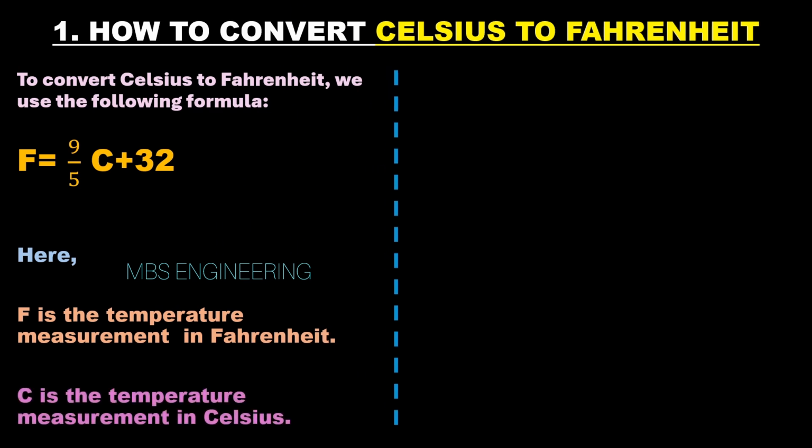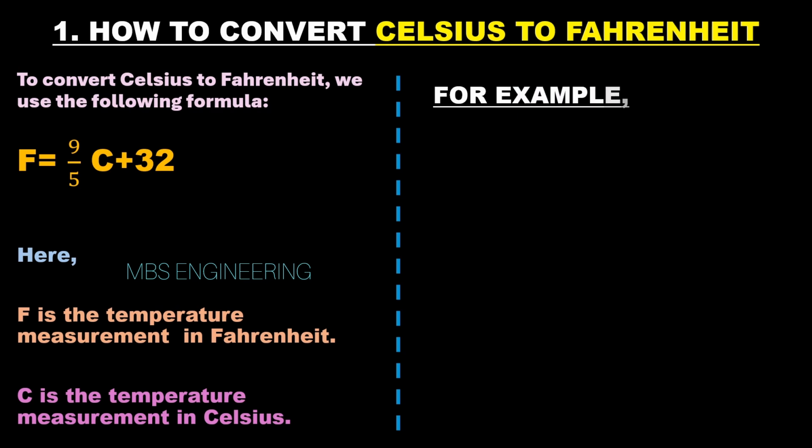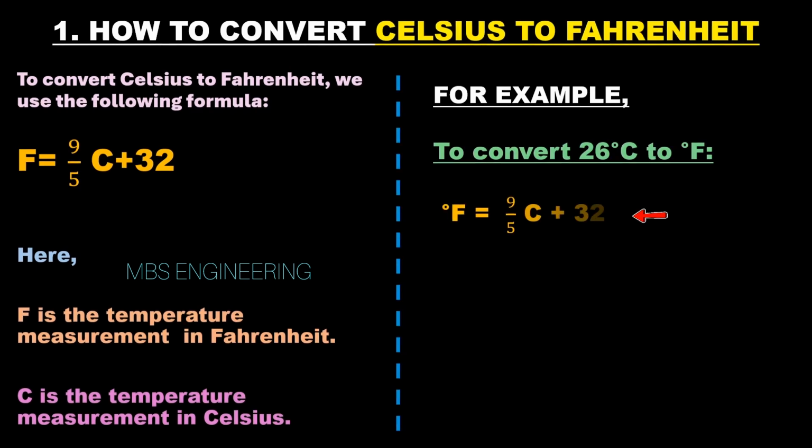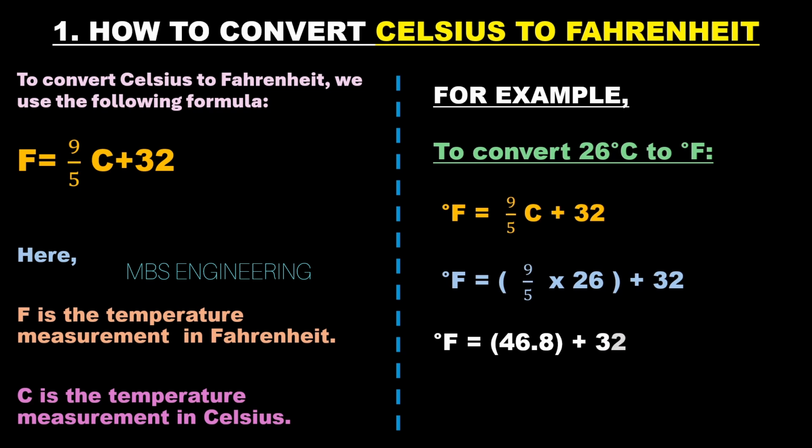Next, we will learn a sample example for conversion of Celsius to Fahrenheit. Convert 26 degrees Celsius to degrees Fahrenheit. Given data: the temperature is 26 degrees Celsius. To convert Celsius to Fahrenheit, we use the formula F = 9/5 × C + 32. Next, apply the given data. We need to convert the temperature to Fahrenheit. Please refer to the step-by-step calculations. Therefore, 26 degrees Celsius is equal to 78.8 degrees Fahrenheit.